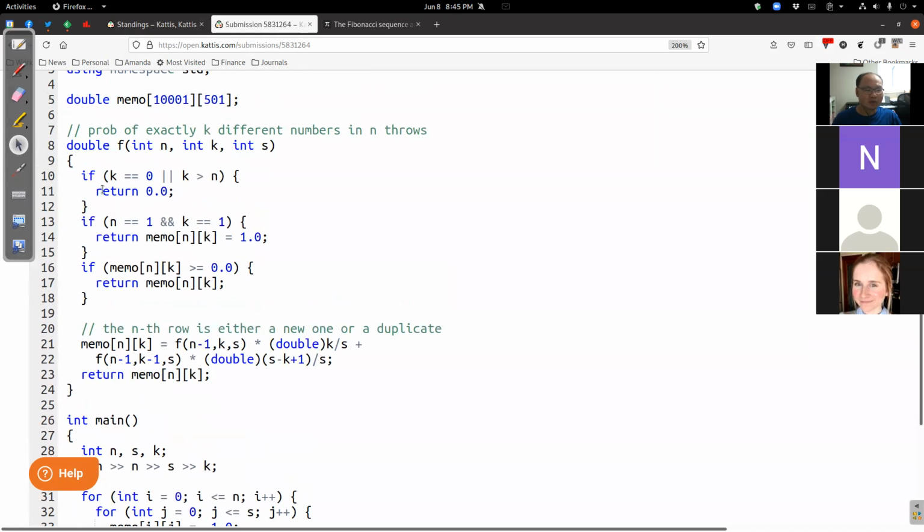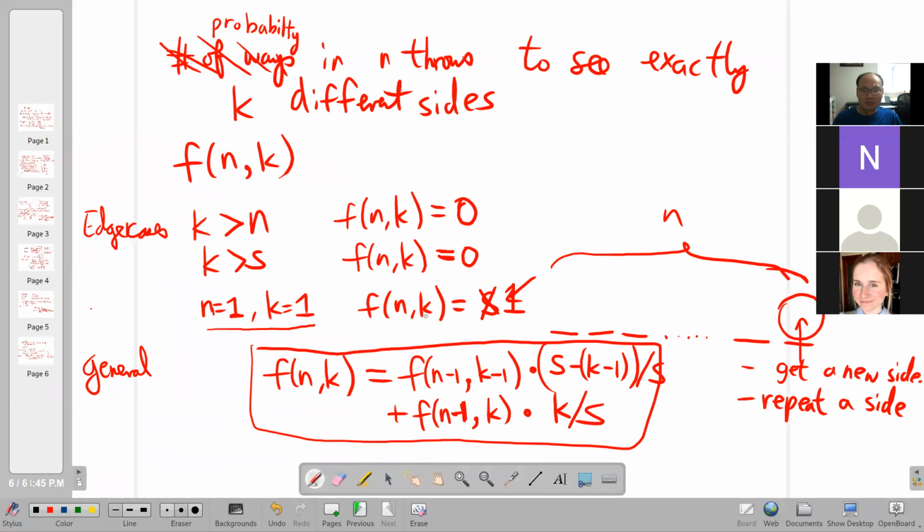And then the other moral of the story is to count things with recursion, right? So I look at the structure of the problem, think about what happens to the last one, and try to figure out what all the possibilities are. In this case, you can say there are only two possibilities: either you get a new side or you don't. And then for each possibility, you figure out how the recursion goes and then add up the result. That's a pretty standard way of doing the counting.